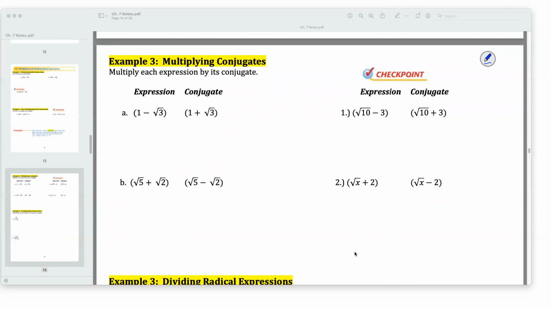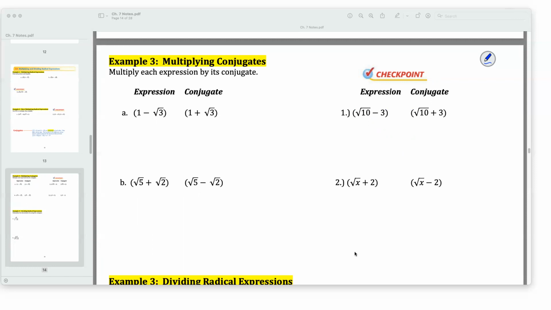Some of the WebAssign questions that I assigned are going to give you an expression like 1 minus the square root of 3, and it's going to ask you to type in what its conjugate is. So the conjugate of 1 minus the square root of 3 is 1 plus the square root of 3. And what these are asking us to do are multiply each expression by its conjugate.